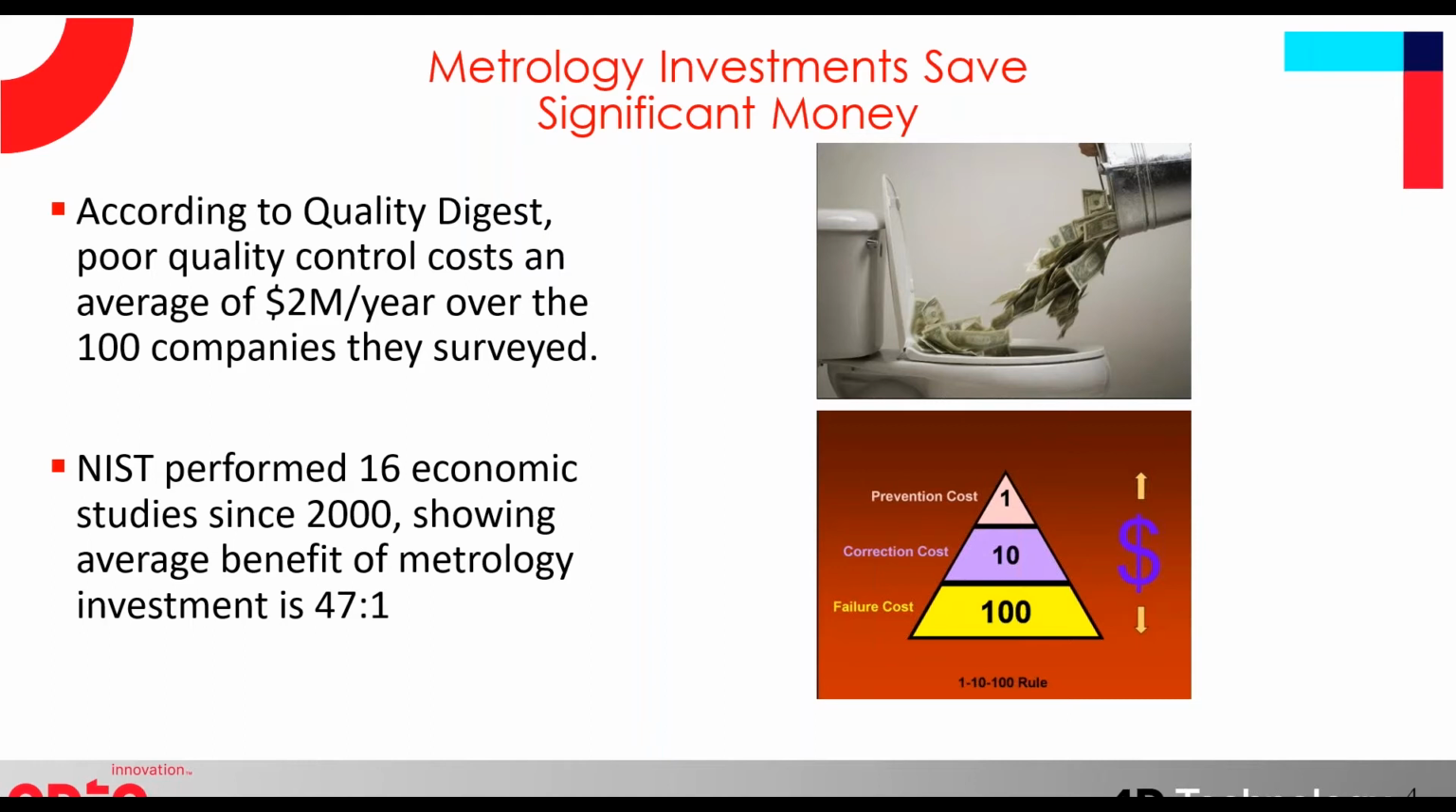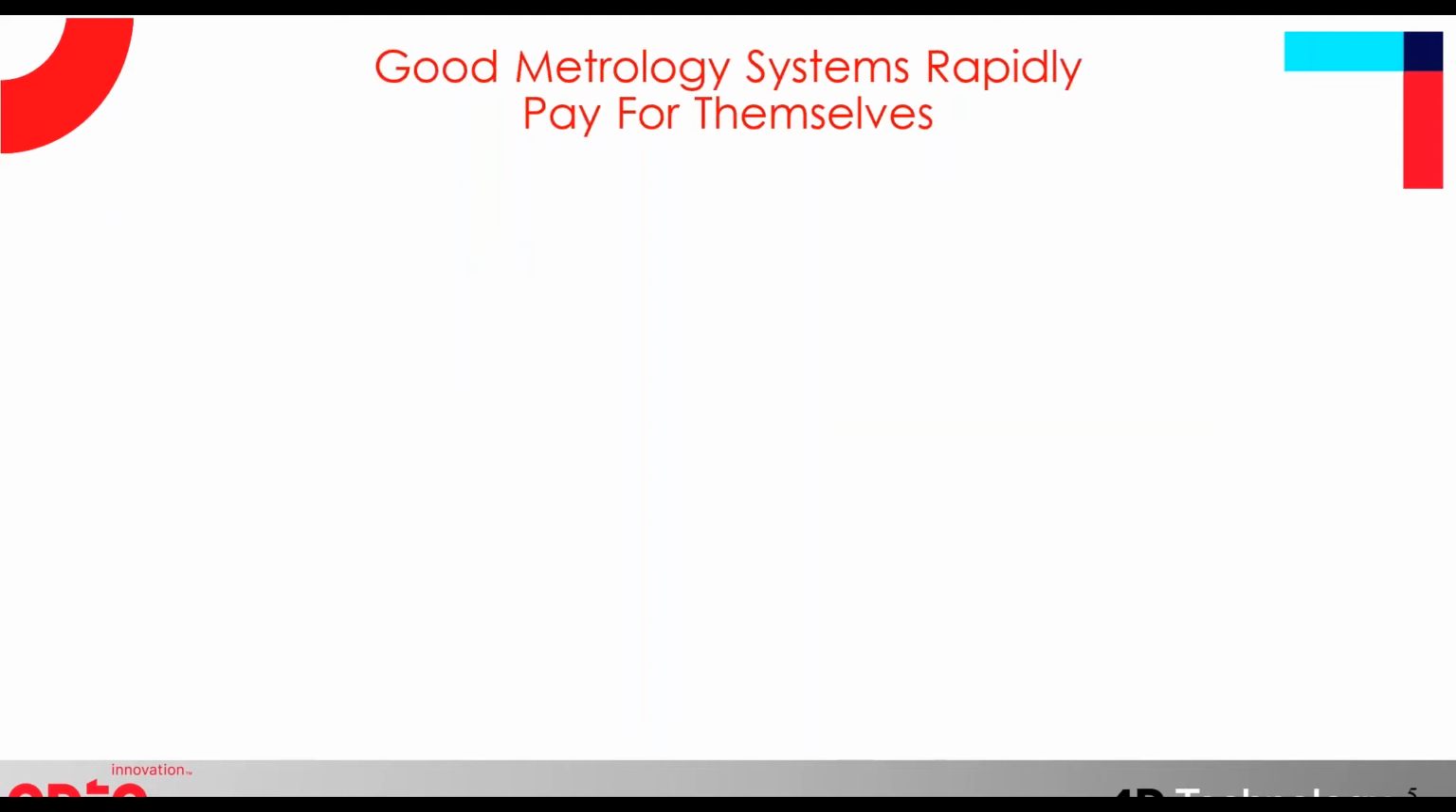It's very important to get metrology right, and many people think of it as not adding value to an operation, but absolutely it's critical to process control and profitability. Good metrology systems rapidly pay for themselves, and mainly by reducing two things.